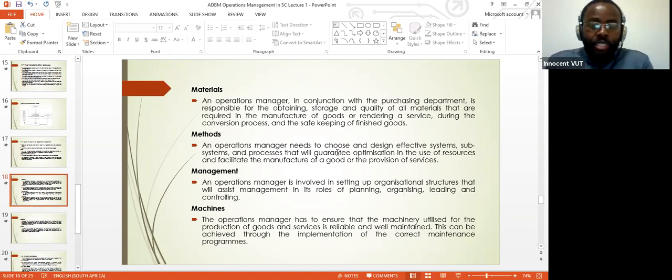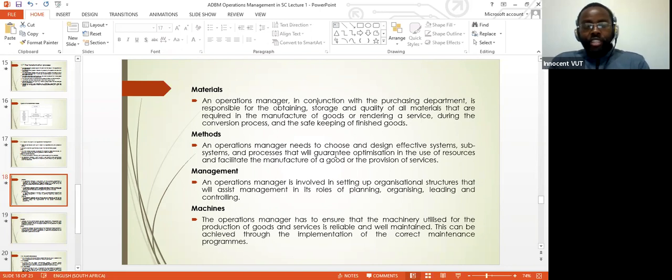And then the other M is management. An operations manager is involved in setting up organizational structures that will assist management in its roles of planning, organizing, leading, and controlling. We know that we have the 4 roles or functions of managers: planning, organizing, leading, and controlling. So an operations manager is involved in setting up these structures of the organization that will assist in these roles.